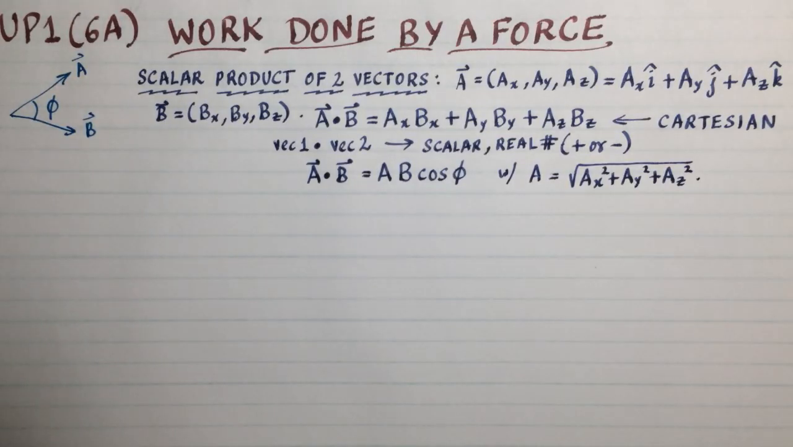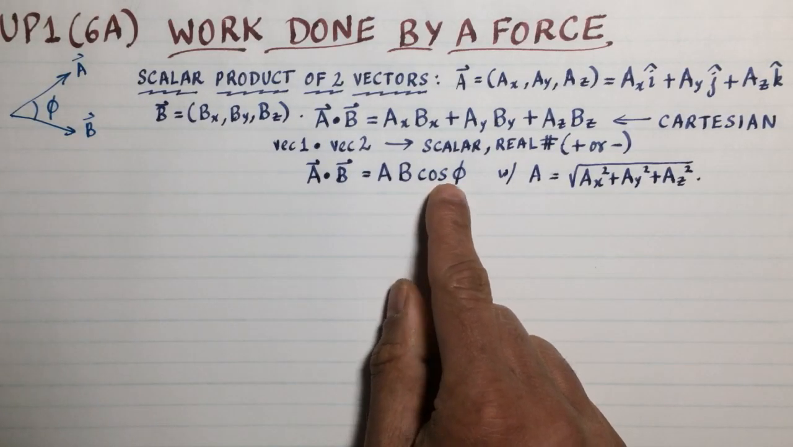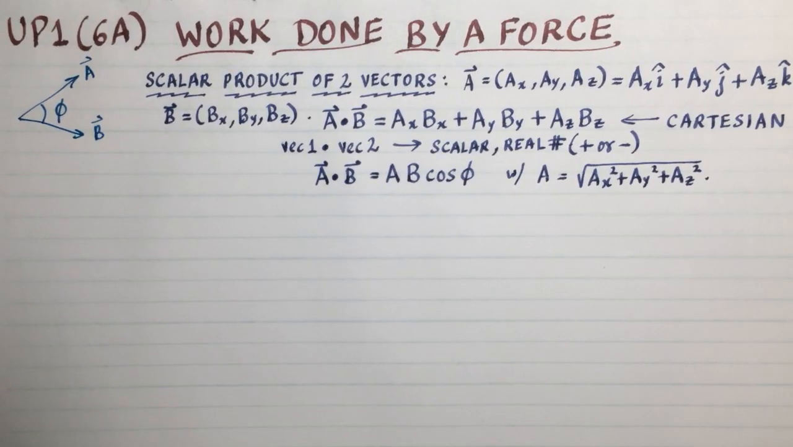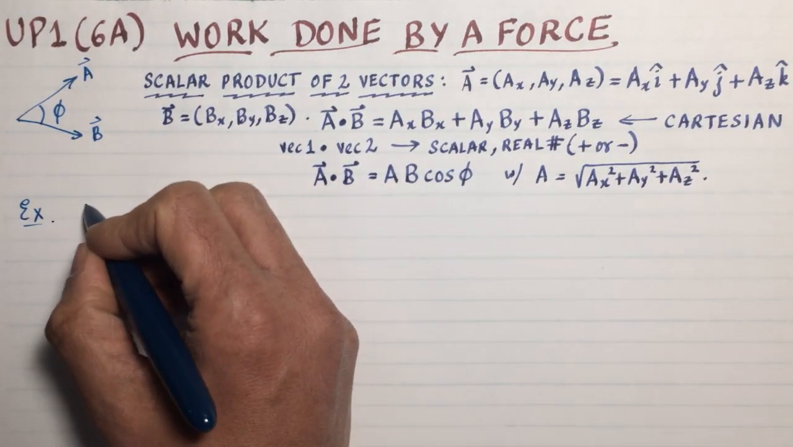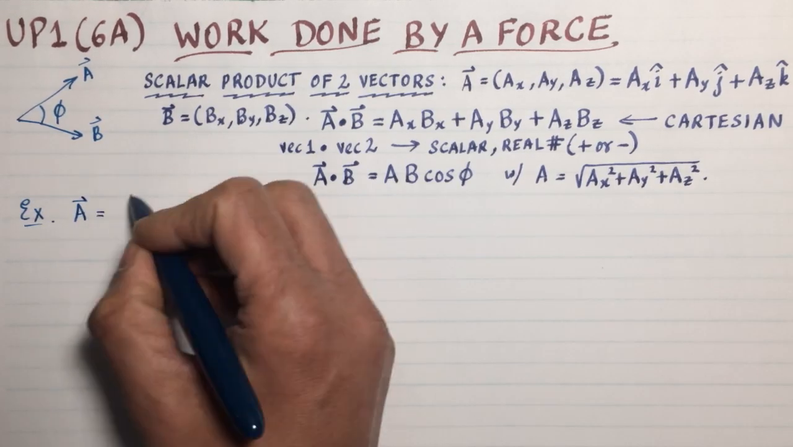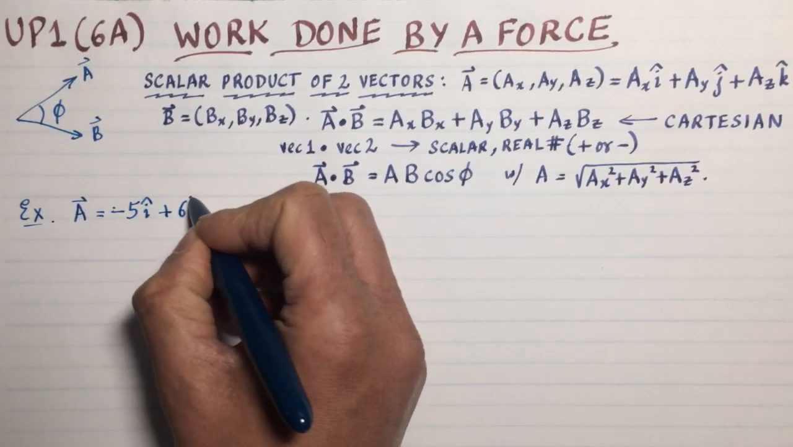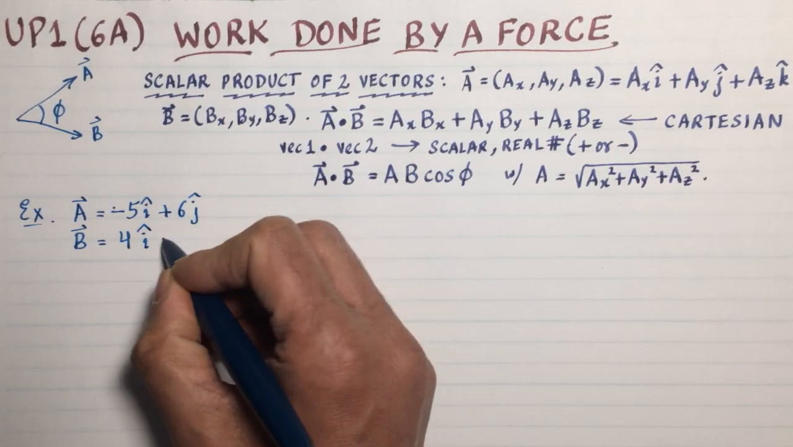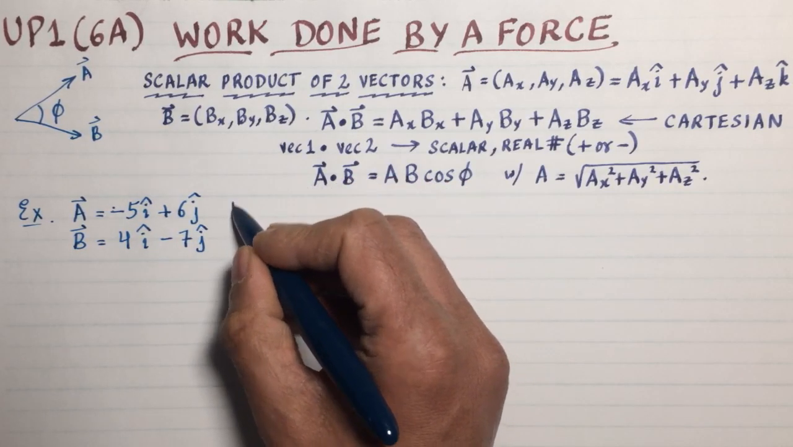So that is the theory behind the scalar product. Actually, one of the useful things about the scalar product is you can find the angle between two random vectors. So just to put some bite into the theory, let's consider an example. And I'll do this in 2D to make my life easy. Let the vector A be negative 5 i hat plus 6 j hat. And let the vector B be given by 4 i hat minus 7 j hat. So my aim is to find the angle between them.